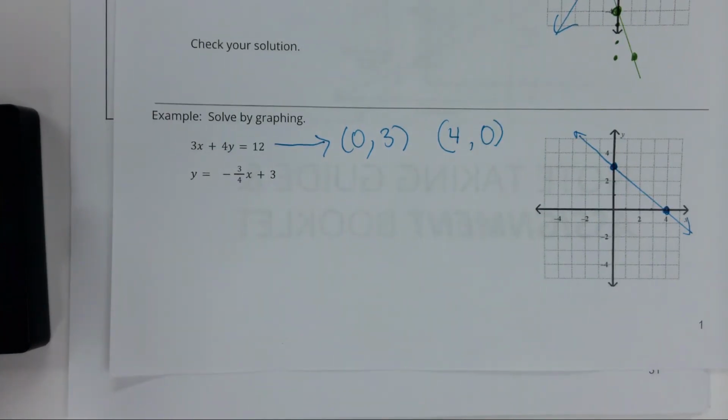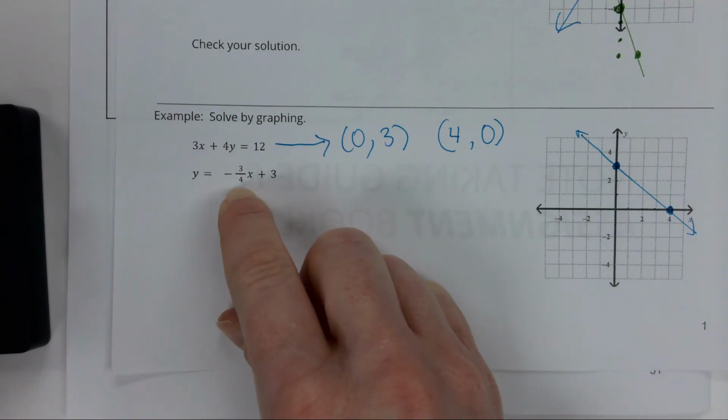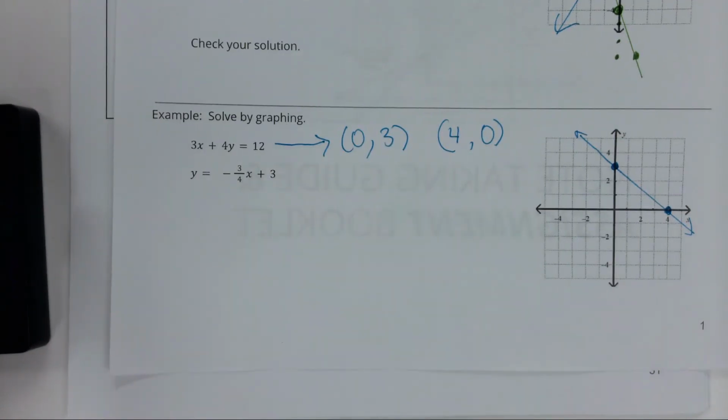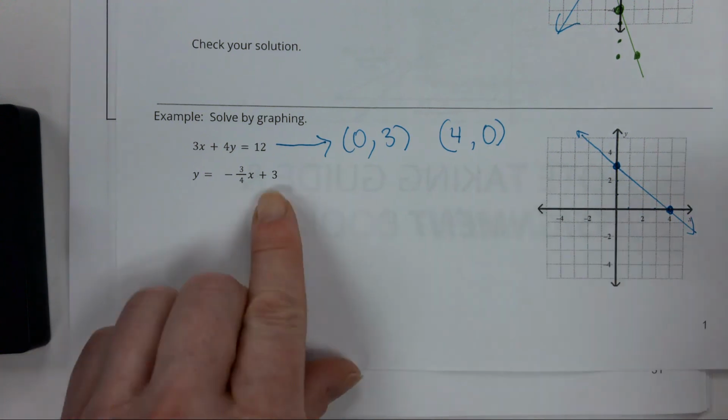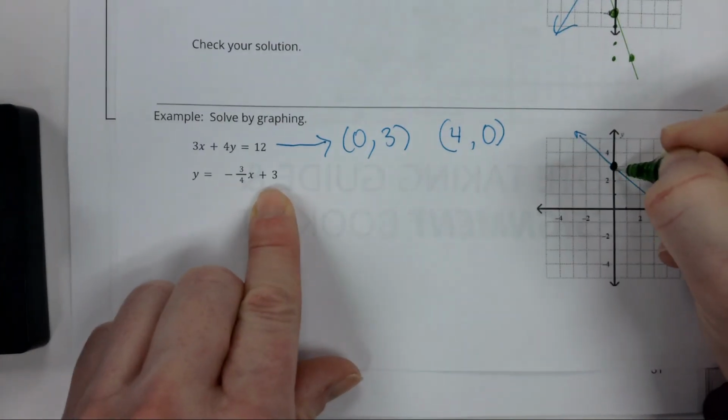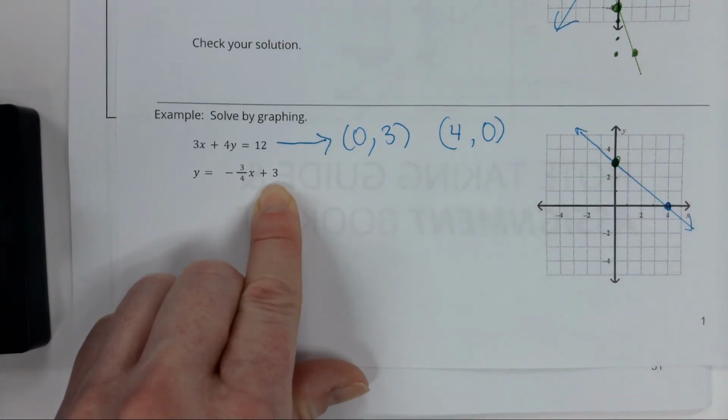I don't know how to do the fractions. Okay. When you have the fraction ones, you don't go over 1. You go over by the denominator of 4. All right. So for the second line, somebody tell me where I should start my line. 3. 3 where? On the y-axis. Oh, interesting. It's the same point. Then, now what?